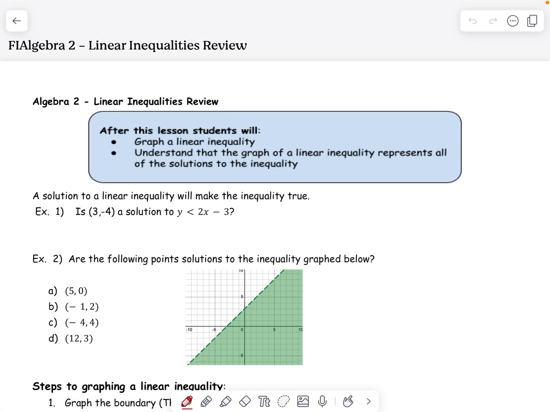Okay, so today we are going to be talking about linear inequalities, and this is just a review. If you have never done linear inequalities, maybe you need to review before this because it's going to go pretty fast. After this lesson, I want you guys to be able to graph a linear inequality and understand that the graph of a linear inequality represents all of the solutions to the inequality, which means everything that could balance the equation or balance the inequality in this case.